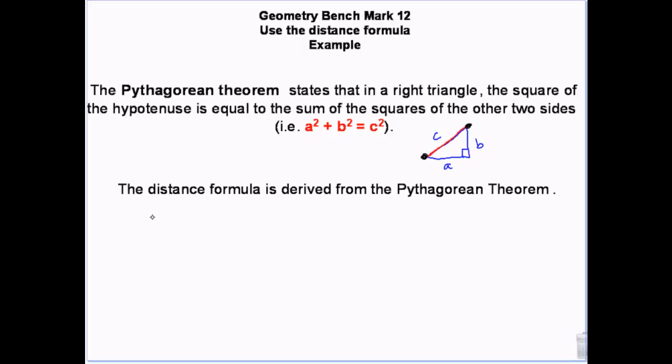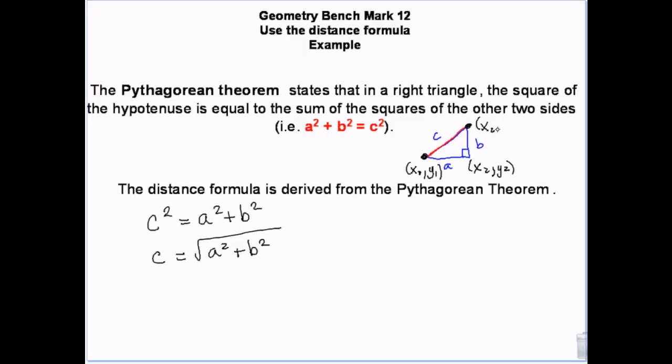So what happened is I'm trying to find C. And so C is equal to the square root of A squared plus B squared. Well, the length of A is this distance, so if this is, say, x1, y1, and this is x2, y2, sorry, I wrote that in the wrong spot.